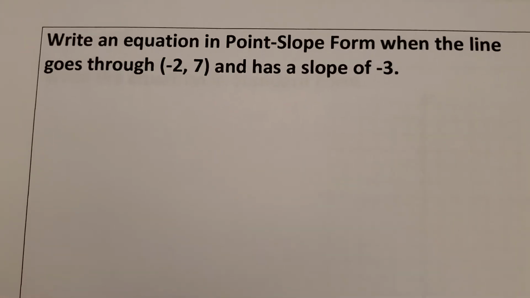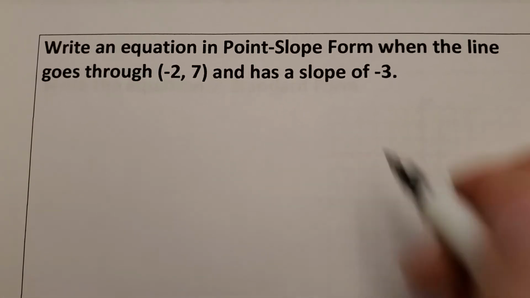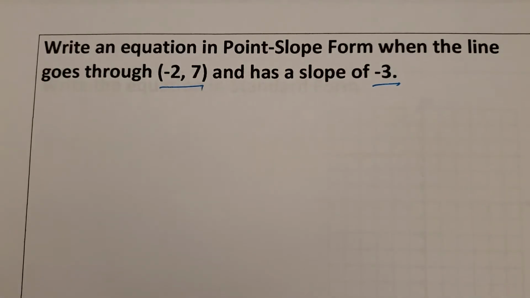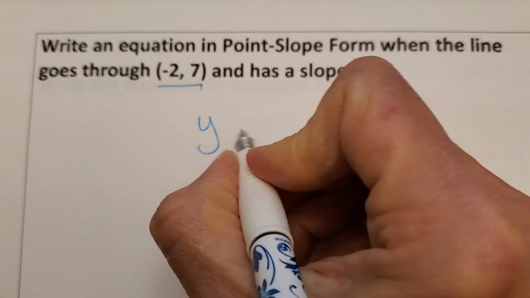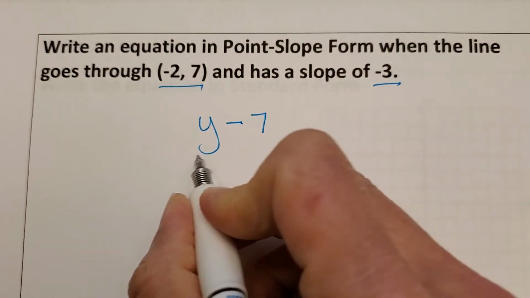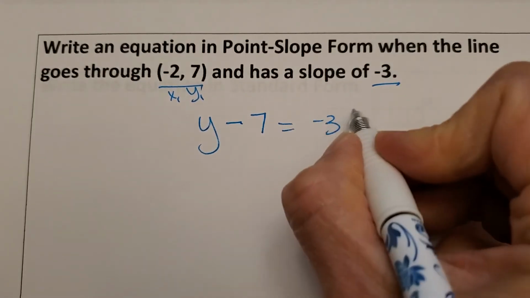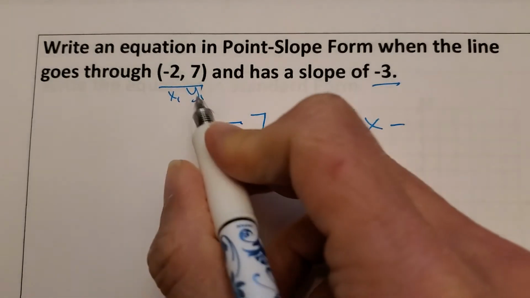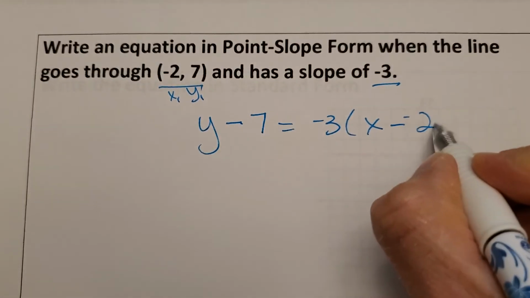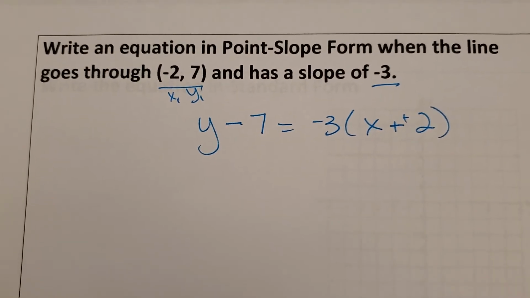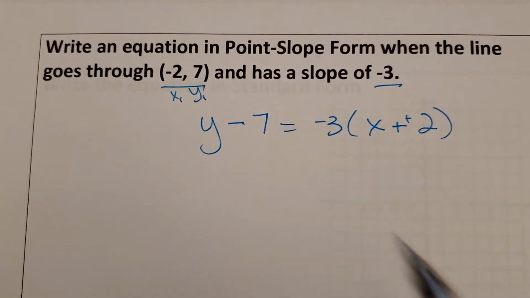All right, let's see what's next. We want to do point slope form again. But this time they actually give us the point and the slope. So really not a lot of work to show here, right? We're going to do y minus the y coordinate. There's my x sub 1 and my y sub 1, equals the slope times x minus a negative 2, which ends up being a positive. And I'm all done.